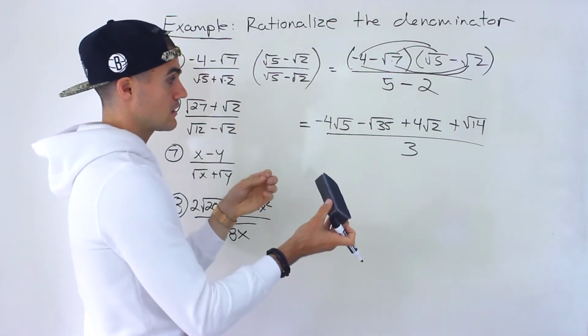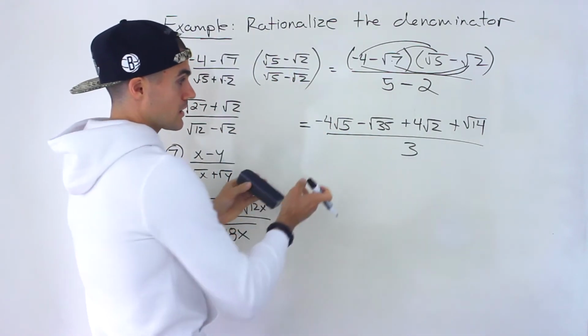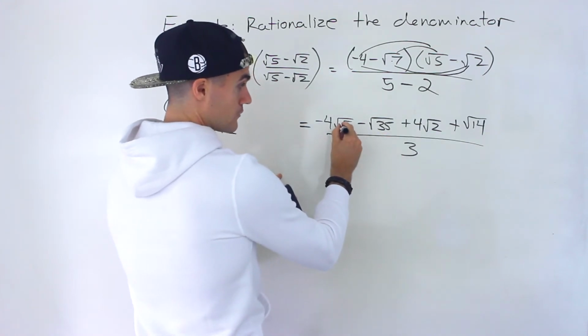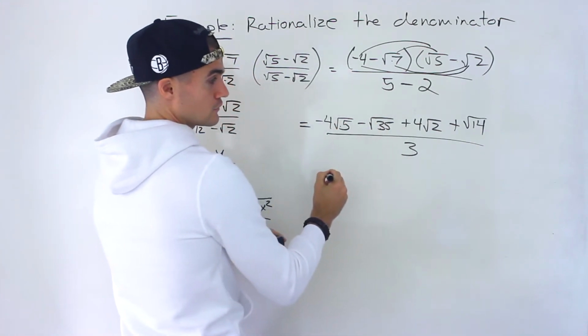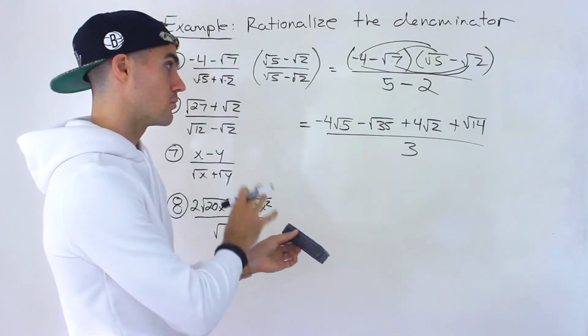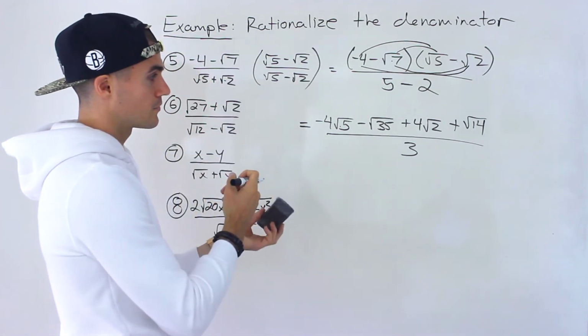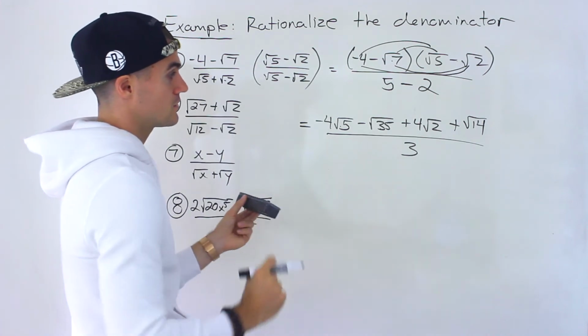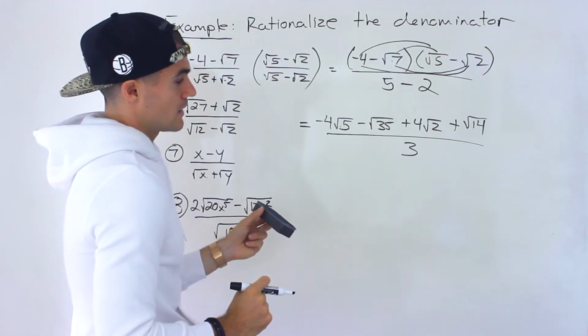Can't simplify anything. And then you want to check, can you simplify the radicals? Root 5, you can't simplify. Root 35, you can't simplify. You can't break down 35 into a rootable number multiplied by another integer at least. So that's not going to work out.